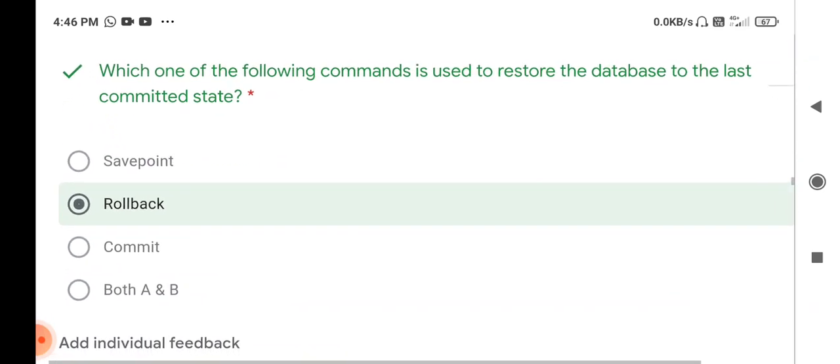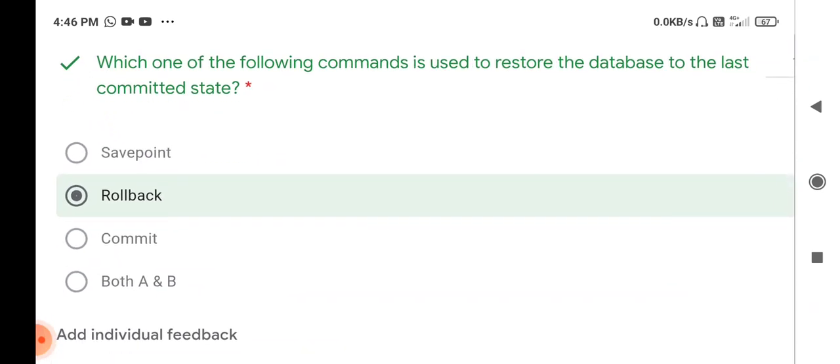Next question is, which one of the following commands is used to restore the database to the last committed state? For restoring purpose you should use the rollback command. You must remember this: for permanent transaction you should use the commit command, and to restore the database you should use the rollback command.